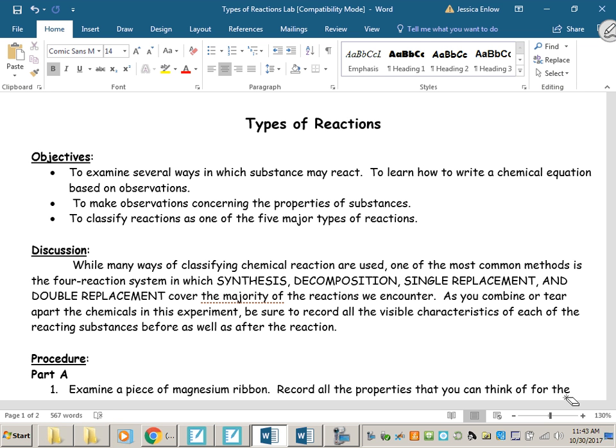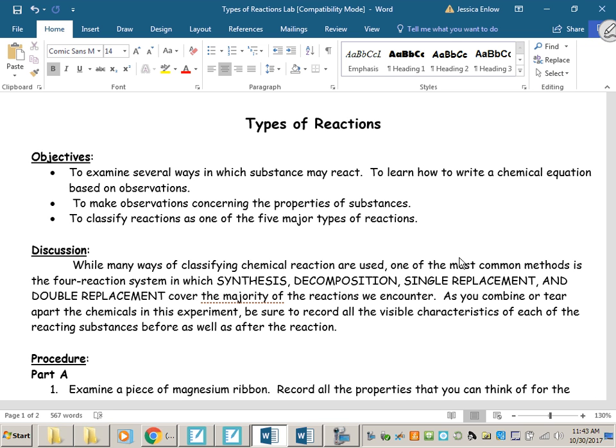Notice in the discussion right here, I tell you the ones that we are going to see. So when you're labeling your types of reaction in the procedure box over here, what are you not going to put? Look on the board. Notice I don't have combustion here, so you cannot put combustion. Don't make that mistake, okay?